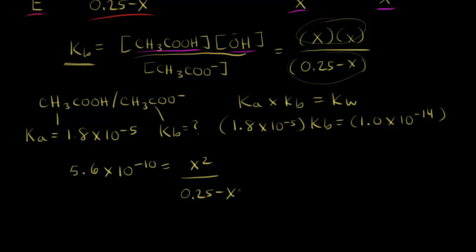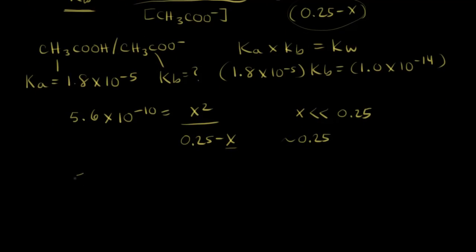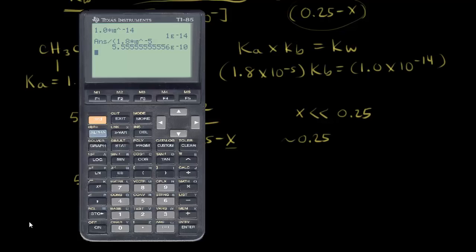Next, to make the math easier, we're going to assume that the concentration x is much, much smaller than 0.25. And if that's the case, if this is an extremely small number, we can just pretend it's pretty close to 0. And so 0.25 minus x is pretty much the same thing as 0.25. So let's make that assumption, once again, to make our life easier. So 5.6 times 10 to the negative 10 is equal to x squared over 0.25. So now we need to solve for x.